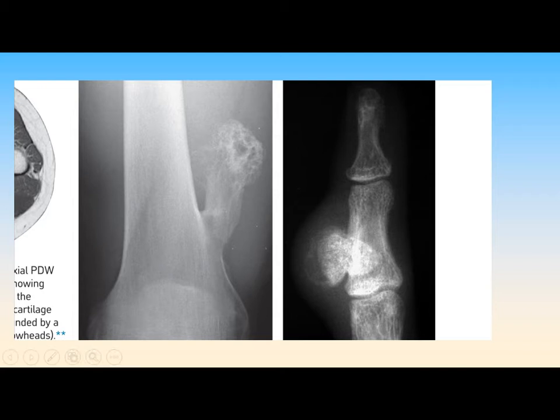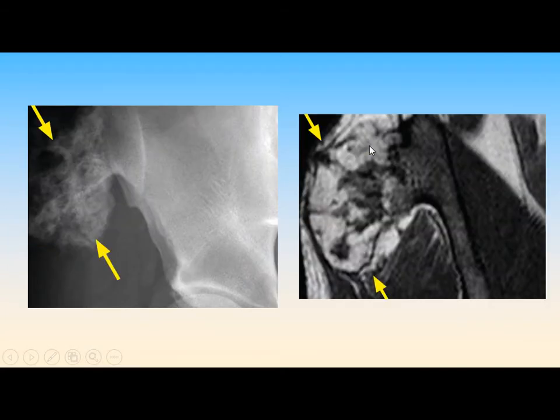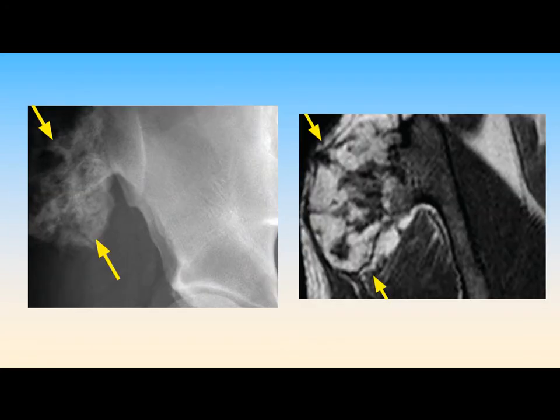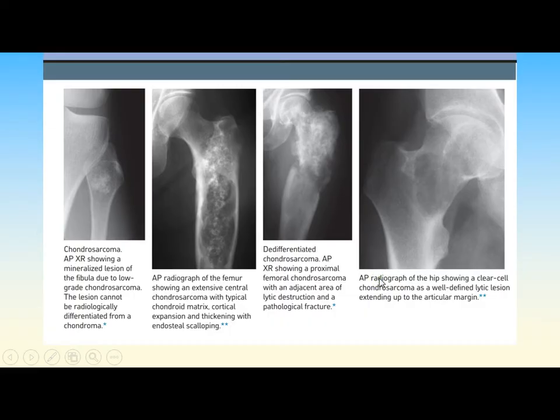This exophytic lesion is arising from an osteochondroma, from an exostosis. The cartilage cap is more than 2 cm, with new pain. Of course, this cartilage cap is more than 2 cm.